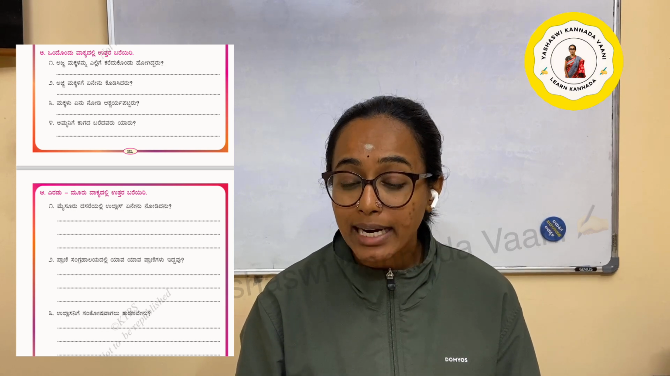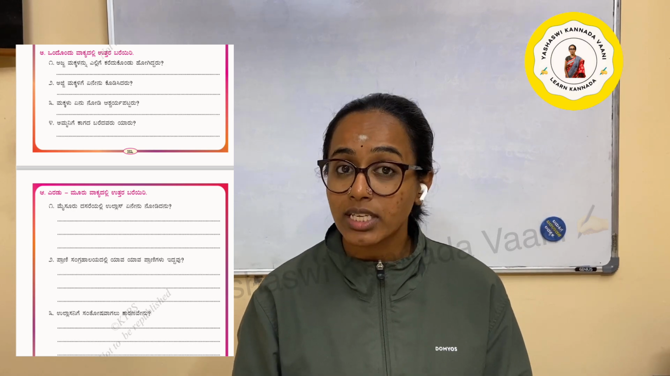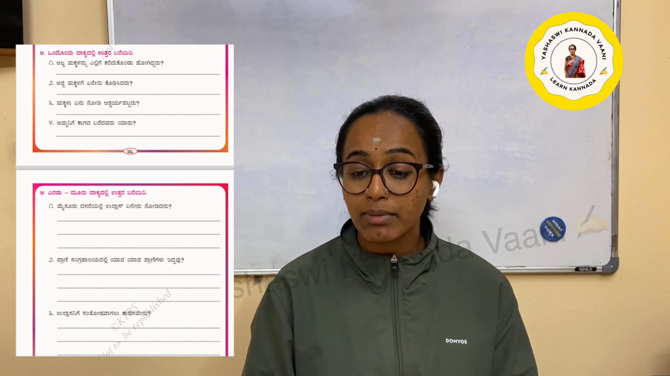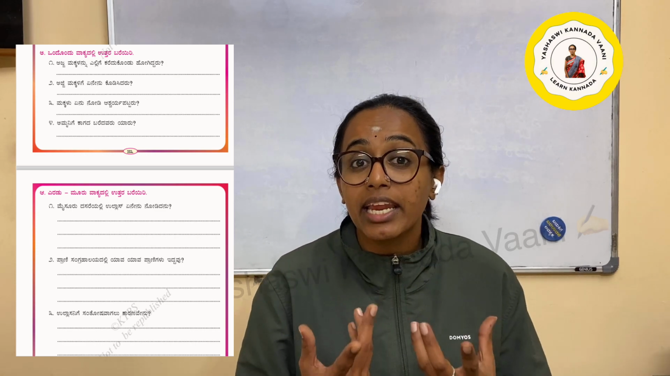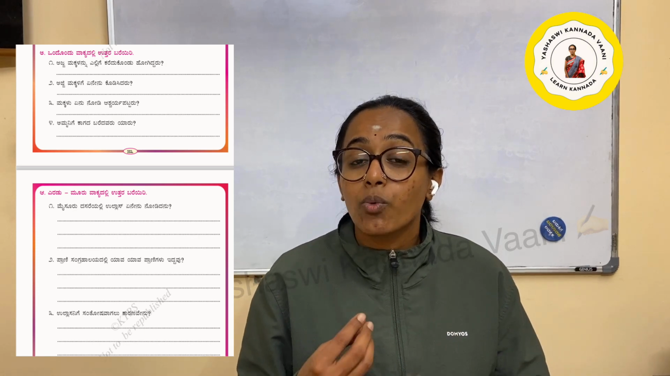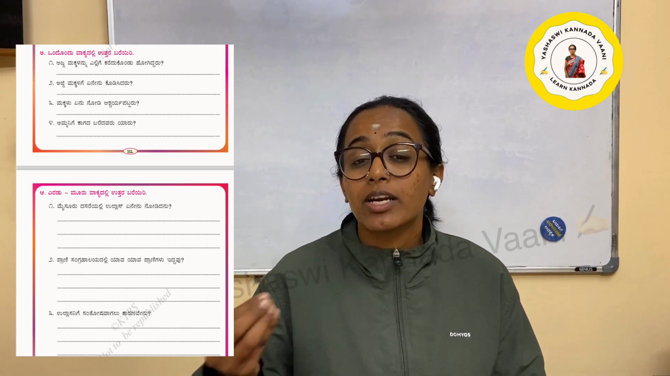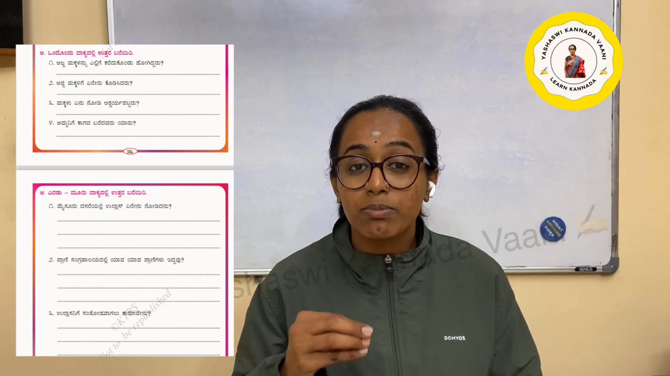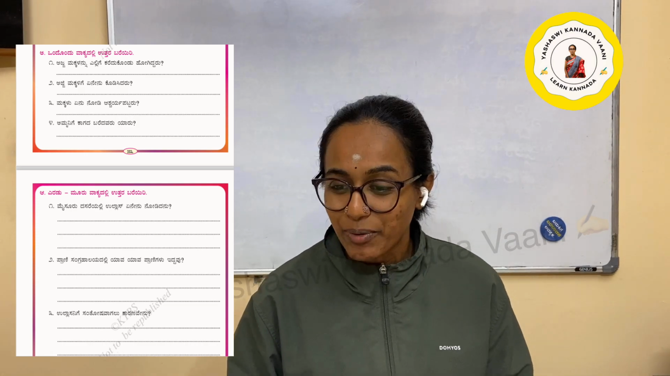Ajji makkalige enenu kodisidaru? Ajji, grandmother, makkalige, to the children, enenu, what and all, kodisidaru. So what and all the ajji purchased for these children. What and all the ajji purchased and gave to the children.